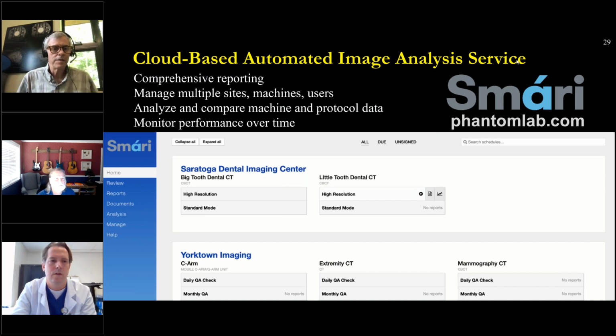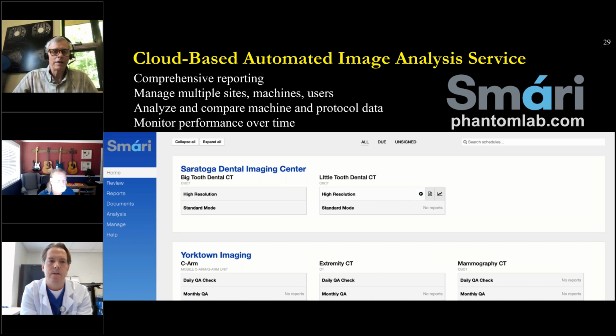Thanks, Jeff. Josh Levy here. Basically, what we have is this SMARI cloud-based platform. And one would scan their Phantom, grab the DICOM images, upload them to the SMARI portal. Once they're uploaded, the automated analysis actually looks through all the slices, figures out which slices need to be used for different measurements, and produces a complete report.